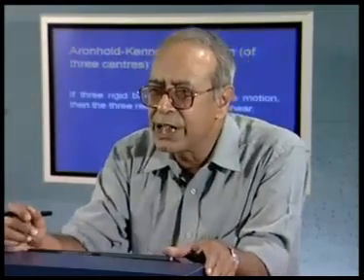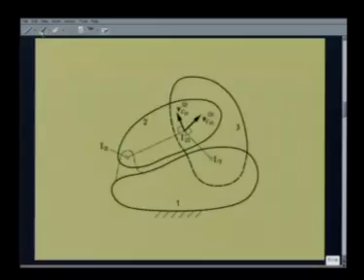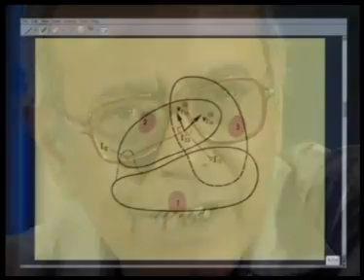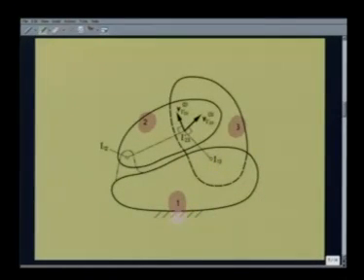We shall prove the Aronhold-Kennedy theorem by contradiction. That means, we will assume them to be non-collinear and show that that is impossible, which means they have to be collinear. To prove the theorem, let us consider three rigid bodies, namely 1, 2 and 3, which are in relative planar motion. Because we are considering relative motion, we do not lose any generality if I assume one of the bodies to be fixed. So, let me assume that body 1 is fixed, as indicated by these hatched lines.